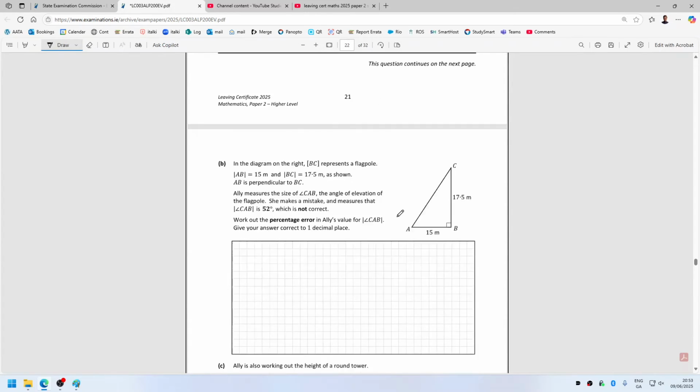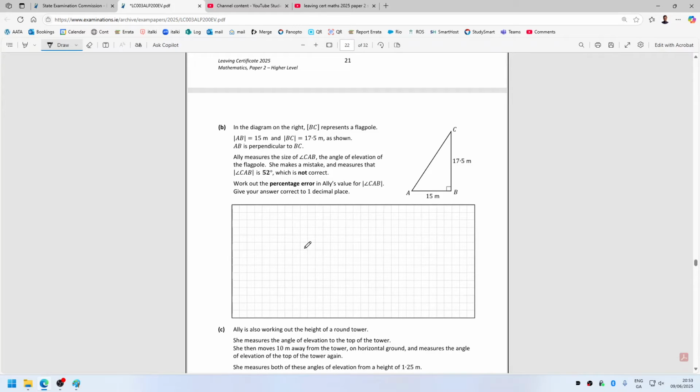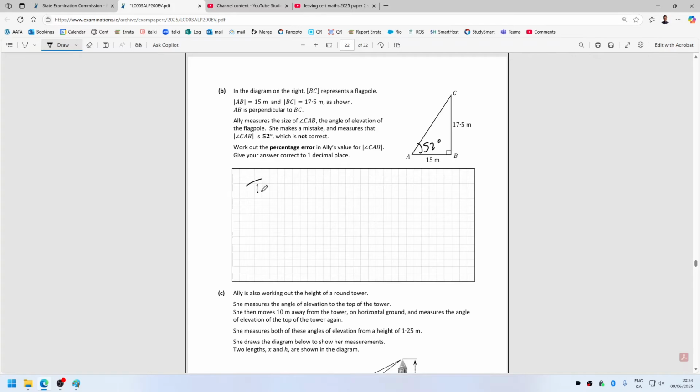I think that's fine. The diagram on the right represents a flagpole, 17.5. Ali measures CAB, the angle of elevation of the flagpole. She makes some mistakes and measures that CAB is 52 degrees, which is not correct. Work out the percentage error. So tan inverse of 17.5 over 15 is not very far off, 49.398, etc.